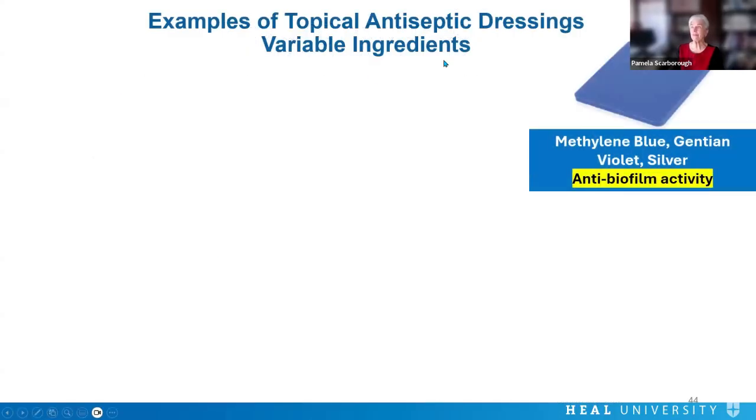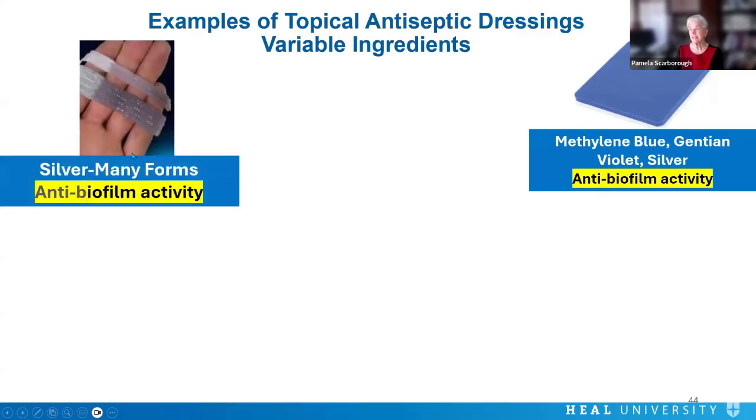So these are just examples of some of the topical antiseptics with variable ingredients. Here's your methylene blue, gentian violet, dressing. Here's your silver. Silver comes in many forms. Now, it says antibiofilm activity. Antibiofilm activity means they're not moving, they're not dividing, they're not growing. The biofilm isn't growing, but it's just staying there. So that's what silver and the methylene blue do.